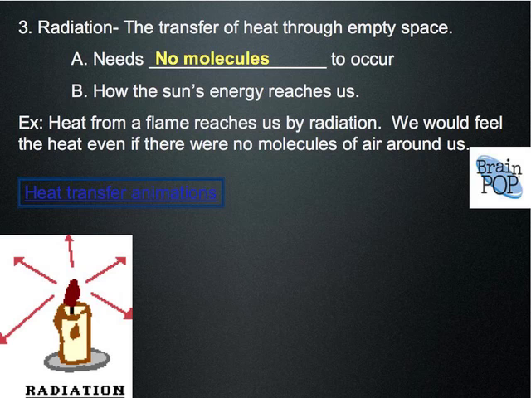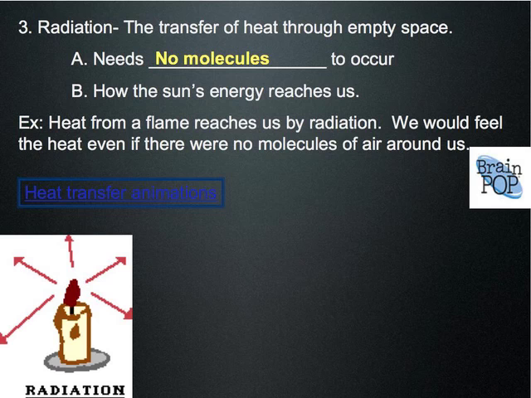Energy from the sun cannot reach us through conduction or convection. Why not? Why can't the sun's energy reach us through conduction or convection? Nicholas? It's too far away. Not so much the distance, but because there's empty space. Space is a vacuum. And there are no molecules to bump into each other for conduction. There's also no molecules that can move from the sun to the earth to spread heat through convection. Instead, that heat reaches us by radiation.